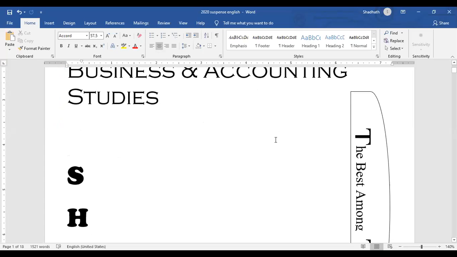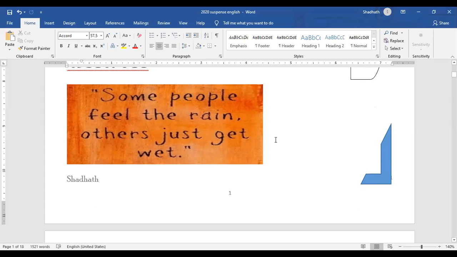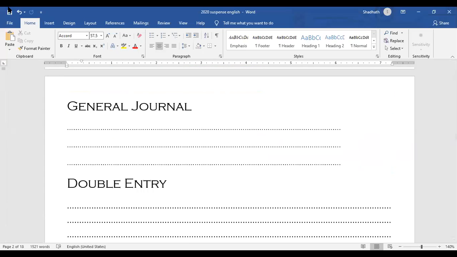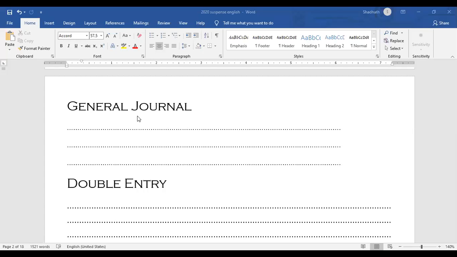So, business and accounting studies, let's come to the notes. I have sent you this tute early in advance. I have sent you this tute to photocopy and take the printout and keep it, or write it if you can't take the photocopy. First of all, general journal.